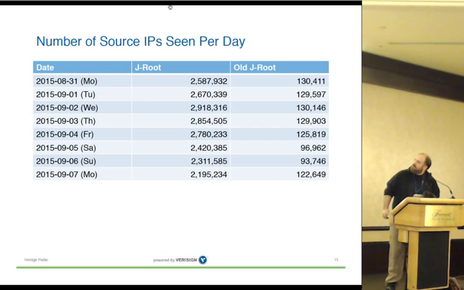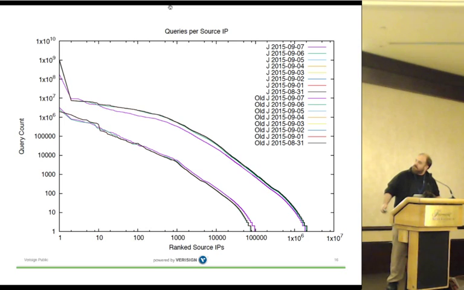So maybe there's different characteristics that we can pick out, and looking at the fluctuations over the day. JRoot has about 25% difference over the week. Old J, 28%. And sure enough, they follow the same sort of cascade patterns of a few hosts querying a lot and a lot of hosts querying a little. We'd want this to look a little different, to have something really stand out.